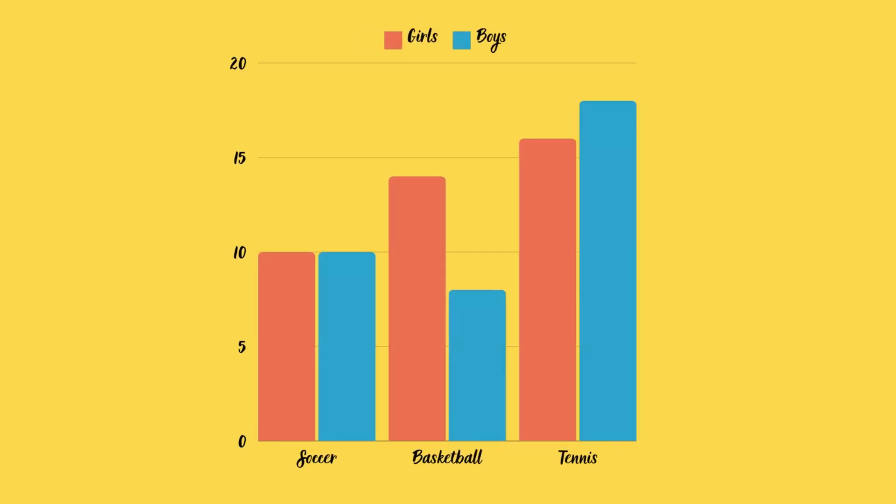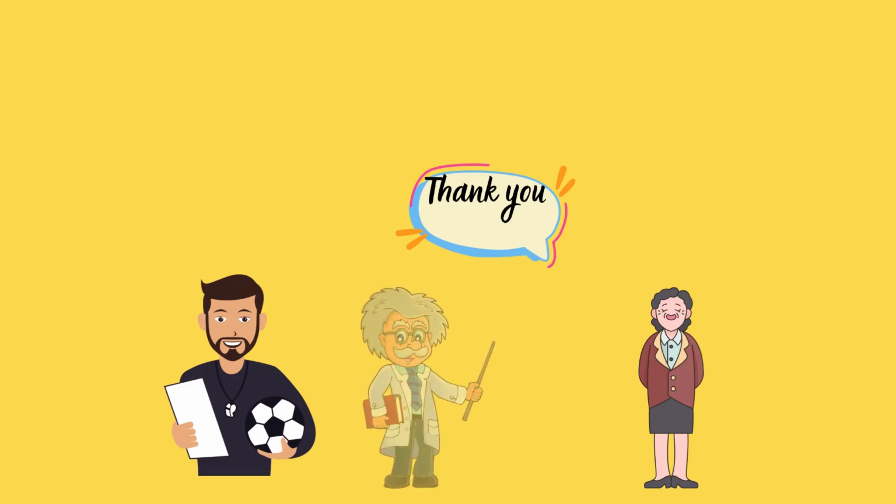We create a new graph with 2 bars for each sport, one for boys and one for girls. We use blue for boys and pink for girls, standing side by side for easy comparison. "Wow," exclaims Coach Double Bar. "Now I see that soccer is popular with both boys and girls, but more girls signed up for basketball."